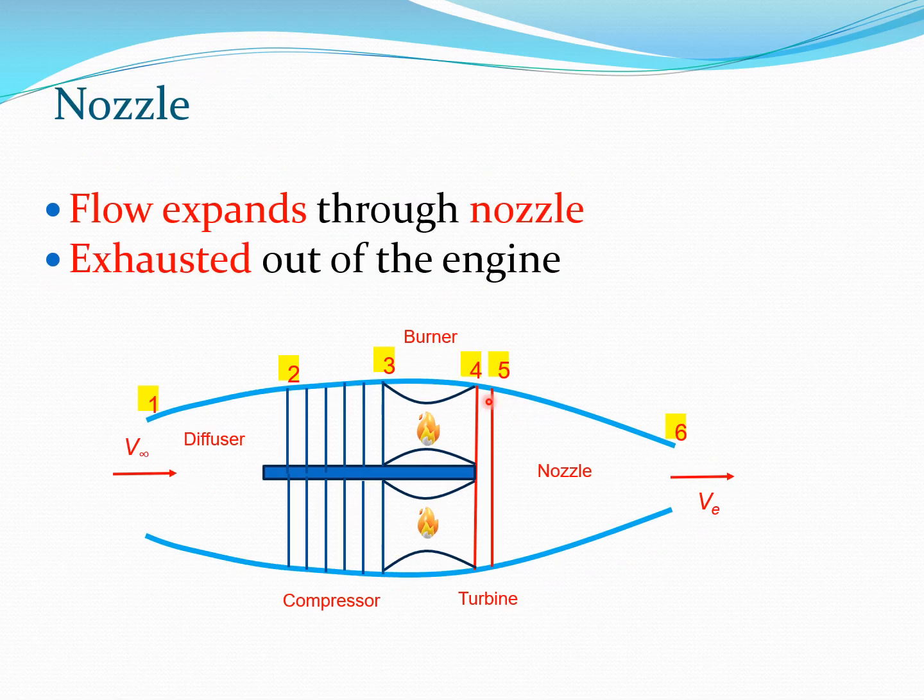Finally, we have the nozzle, and the flow is going to expand through the nozzle further, and it is exhausted out of the engine with the velocity V subscript E, or the exit velocity.